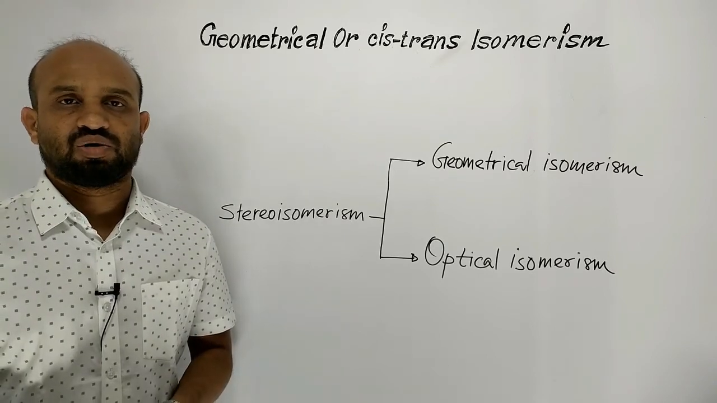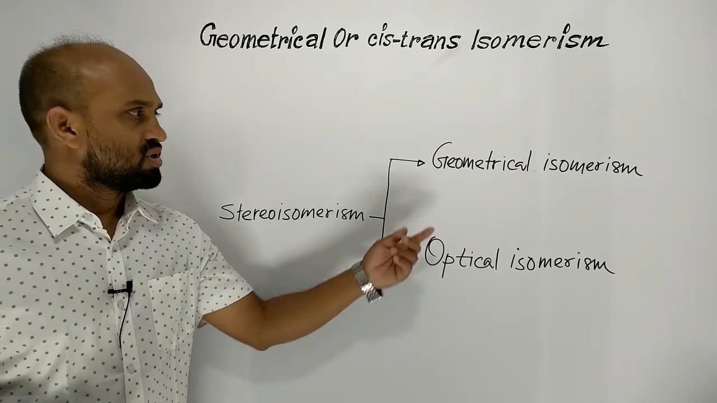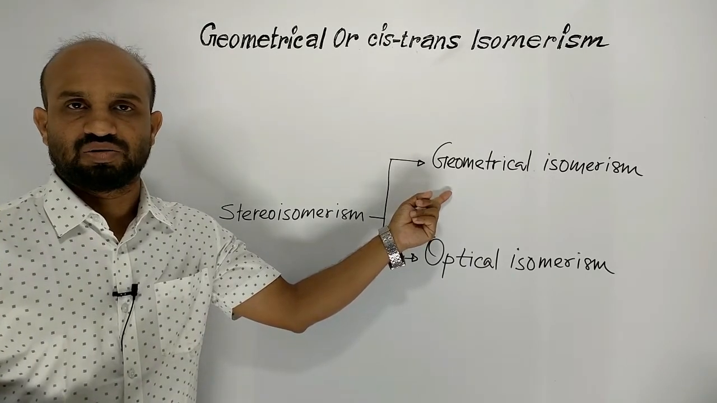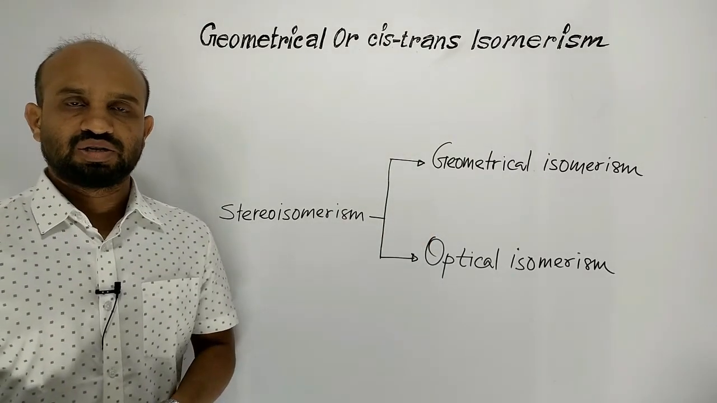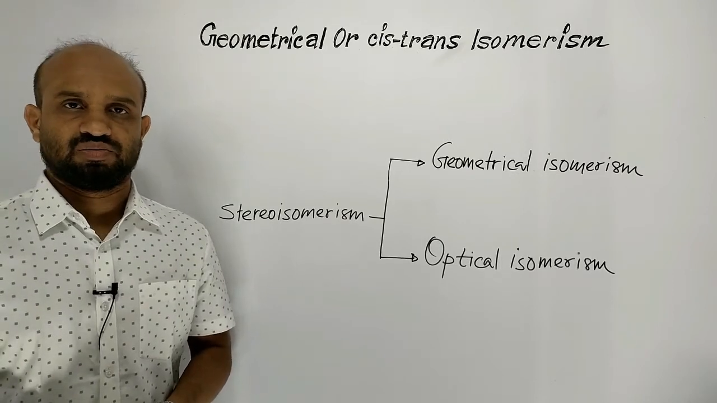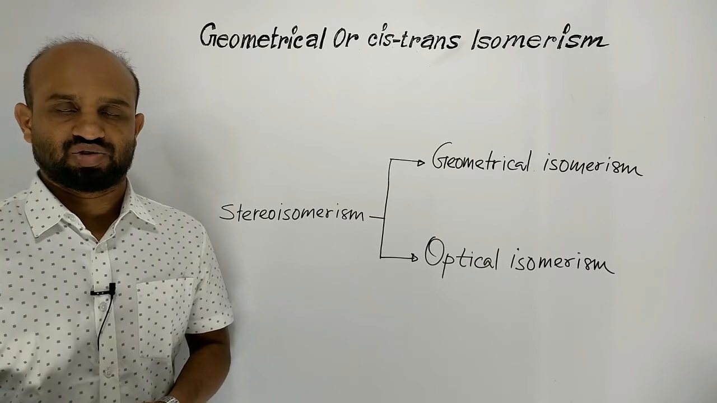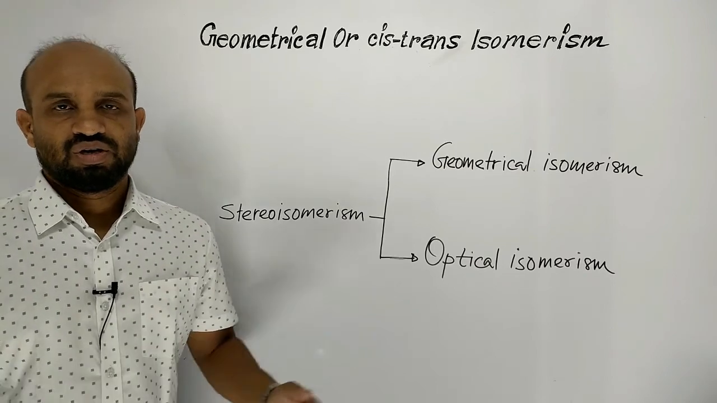Stereoisomerism is of two types. One is geometrical or cis-trans isomerism, and another one is optical isomerism. Today's lesson: geometrical or cis-trans isomerism. So, let's begin.